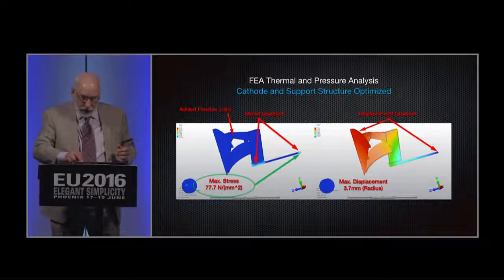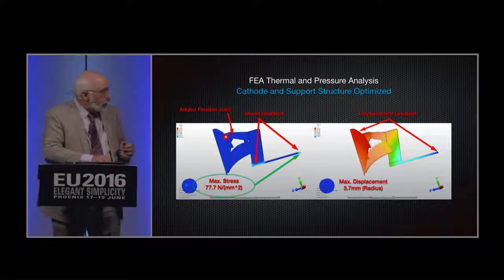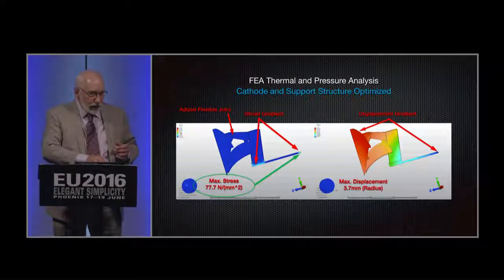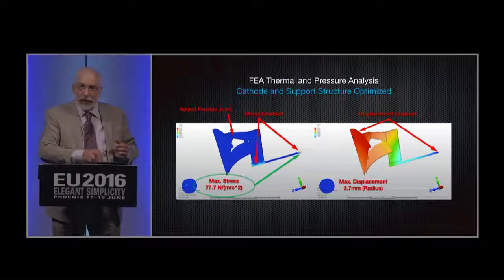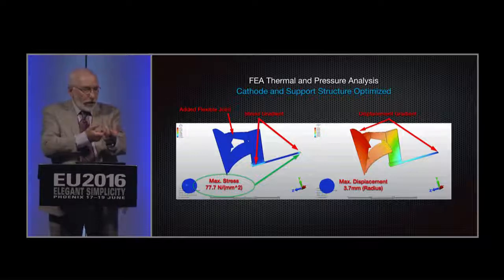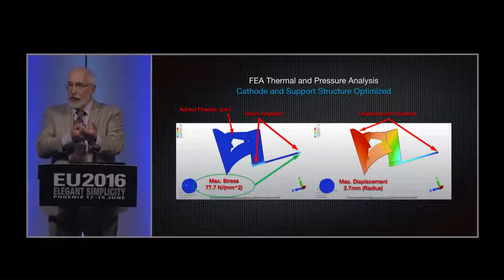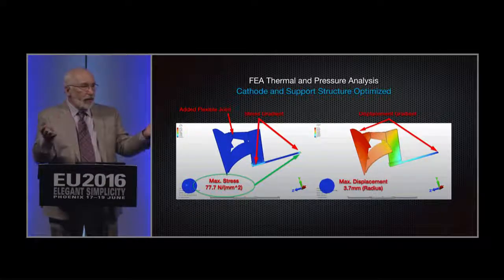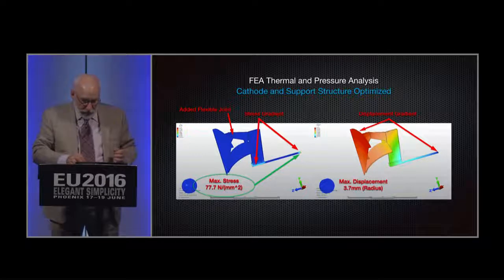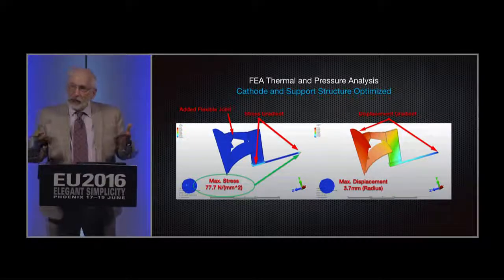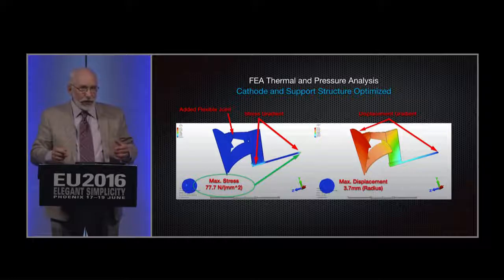In this case, we just put a small joint in here. I don't know how well you can see it on the big screen, but there's a joint in here, and it's going to let the cathode grow without putting stresses on the structure. The stresses you can see here, where we're supporting the cathode, are 77 megapascals, which is about 300% below what copper can handle. So we're in good shape, and I have enough experience with this to know that it's going to work, okay?